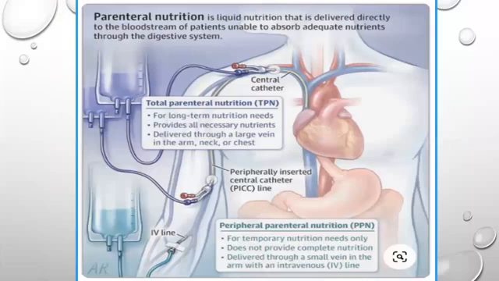And then parenteral nutrition. So this is usually given through either a PICC line or a central venous access device due to its high glucose content, right? So it's for long-term nutrition needs, provides all necessary nutrients, and it's delivered through a large vein in the arm, neck, or the chest, as you can see here. So peripherally inserted central catheter or PICC line. You see it right there, going right into the superior vena cava. Okay. Yeah, and that's really all you need to know about that. Okay, all done.